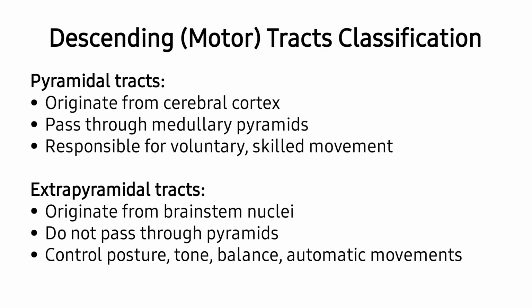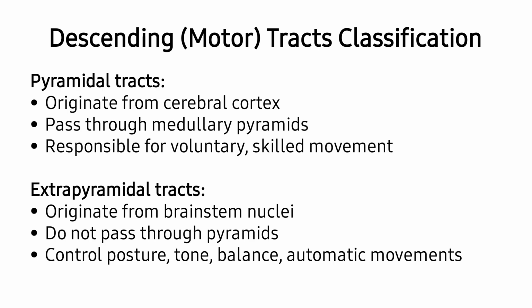So we move on now to the descending tracts. Remember, descending tracts has 2: the pyramidal tracts and extrapyramidal tracts. So why are they called so? The pyramidal tracts originate from the cerebral cortex. Take note of that. Whilst the extrapyramidal tracts will originate from the brainstem nuclei.